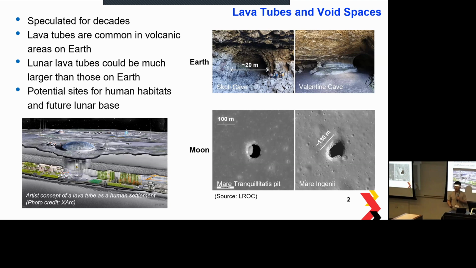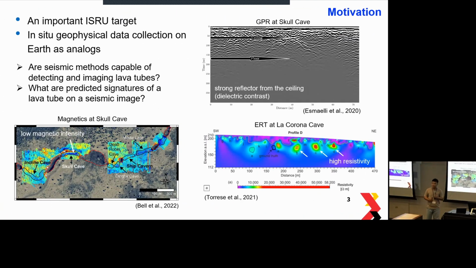Lava tubes are well known in terrestrial volcanic areas, such as the Lava Beds National Monument. They can provide shelters for human habitats, shielded from cosmic radiation and lunar impacts, and also suitable for housing a permanent base with access to several natural resources, including water, ice, or volatiles. As an important ISRU target, lava tubes have been explored using multiple geophysical tools or analog experiments. They can be identified on GPR radargrams or as magnetic or resistivity anomalies.